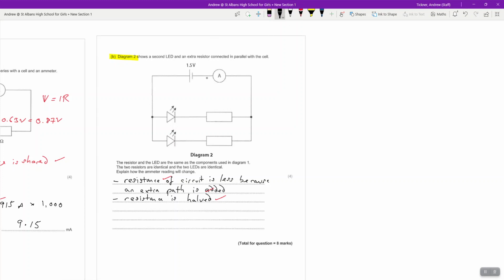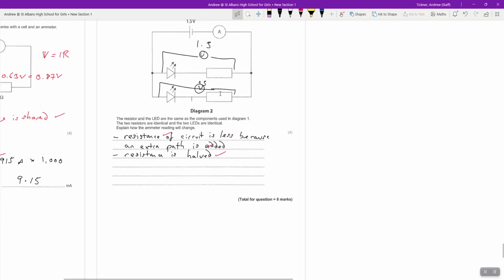So we can also say, well, what else has happened? Well, the voltage across each branch is still 1.5. There's a common idea that somehow we would split, that would get 0.75 and that gets 0.75. Nope. If I stuck a voltmeter across here, I would get 1.5. If I stuck a voltmeter across here, I would also get 1.5. So that has not changed. So there is another mark that you can get for highlighting that the voltage across each path is 1.5 volts.